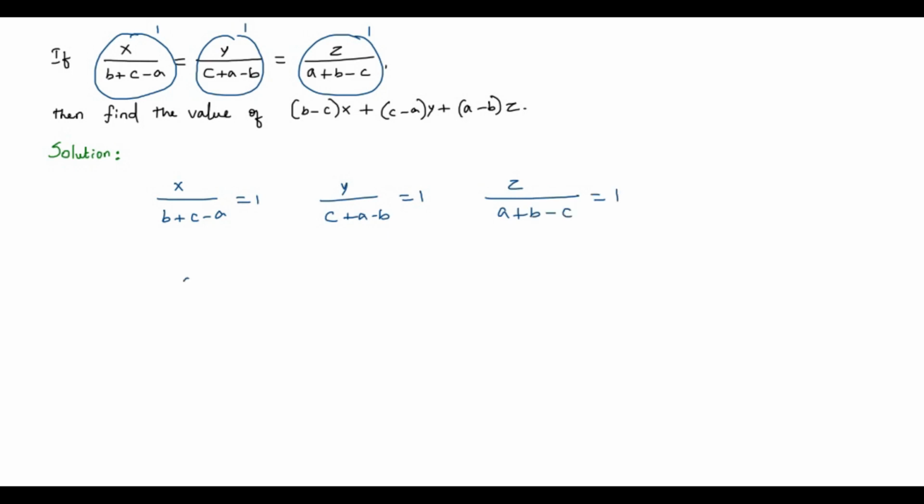Okay, so if x divided by (b plus c minus a) is equal to 1, then the value of x is equal to b plus c minus a, the value of y is equal to c plus a minus b, the value of z is equal to a plus b minus c. Now I got the values of x, y and z. I have to substitute the values b plus c minus a, c plus a minus b and a plus b minus c for x, y and z into the given expression. Let's continue the problem on the next page.